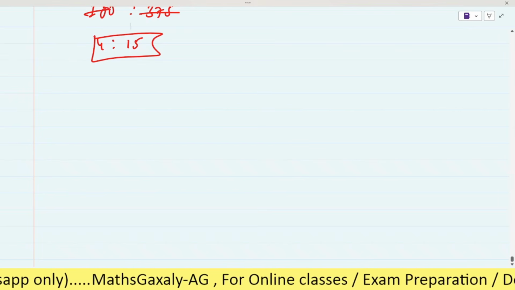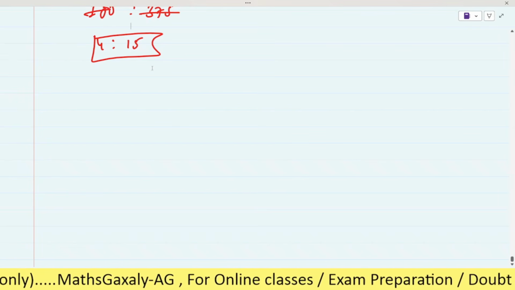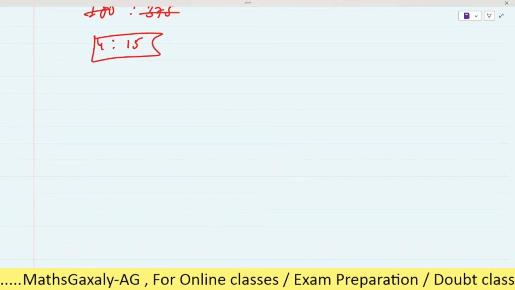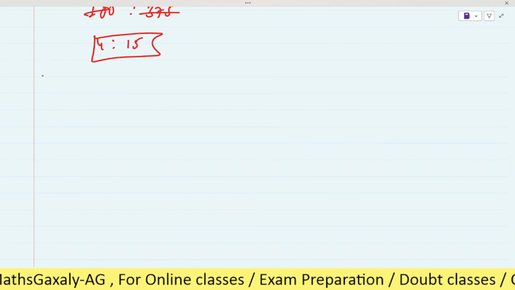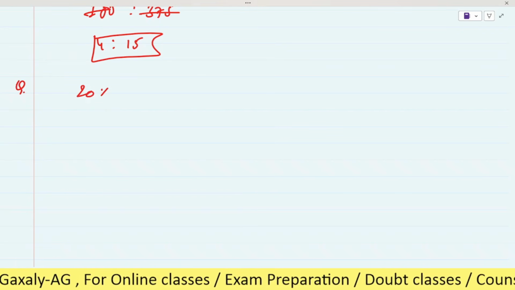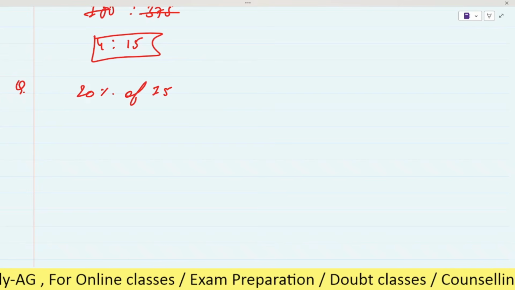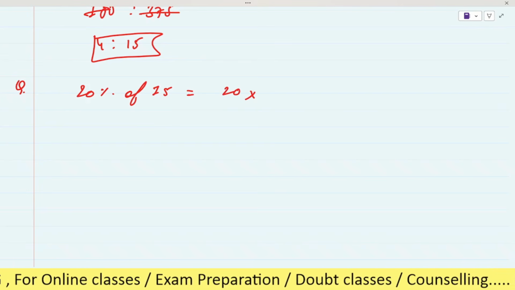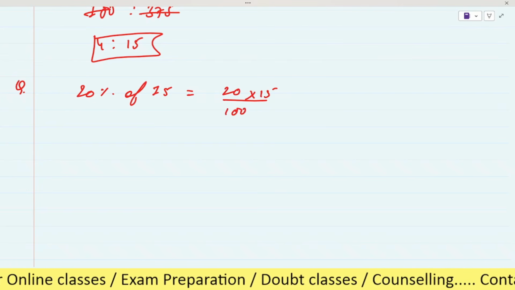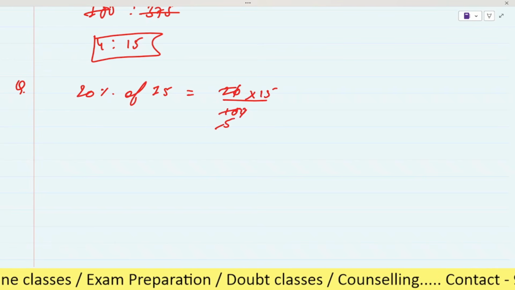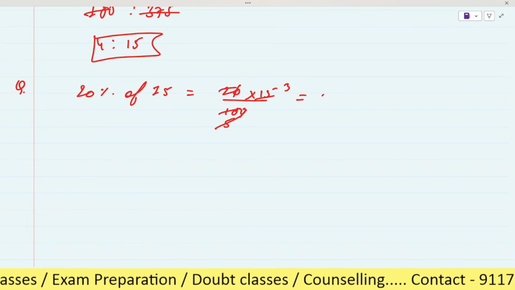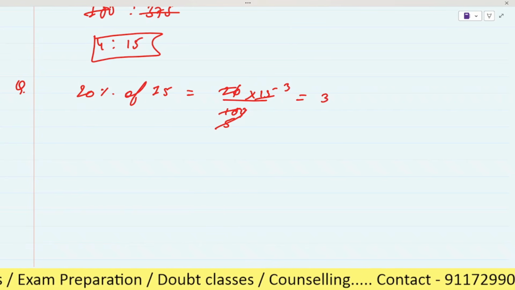Okay, got it? Yes, sir. Is it clear? Yes, sir. Here we will do just 20% of 15. It will be 20 into 15 divided by 100. That's all. 2 into 5 times 5 is 3. So it is 3 liters.